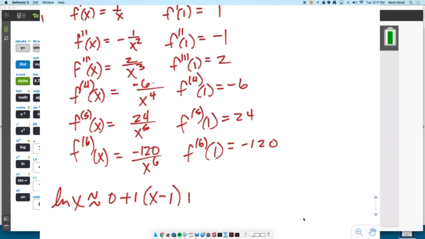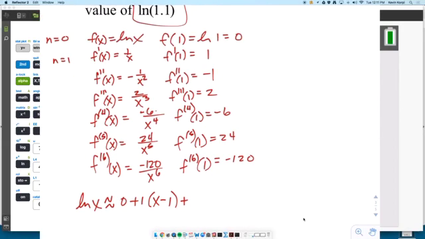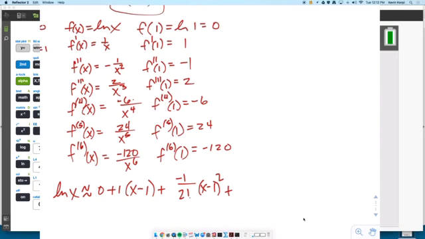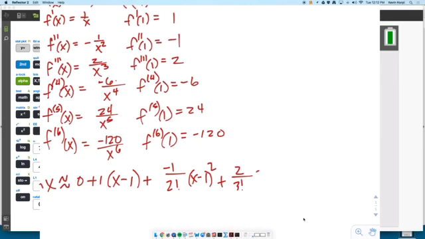But now we're going to kick it into the next gear. So now we're on n equals 2. This is x to the first. So now we're on the second derivative line. The numerator of the coefficient is -1. And the denominator of the coefficient is just the power squared, 2 factorial, times x minus 1 squared. Plus, now we're on the cubed, or the third derivative line. The numerator of the coefficient is 2. And what's the denominator? 3 factorial, times x minus 1 cubed.